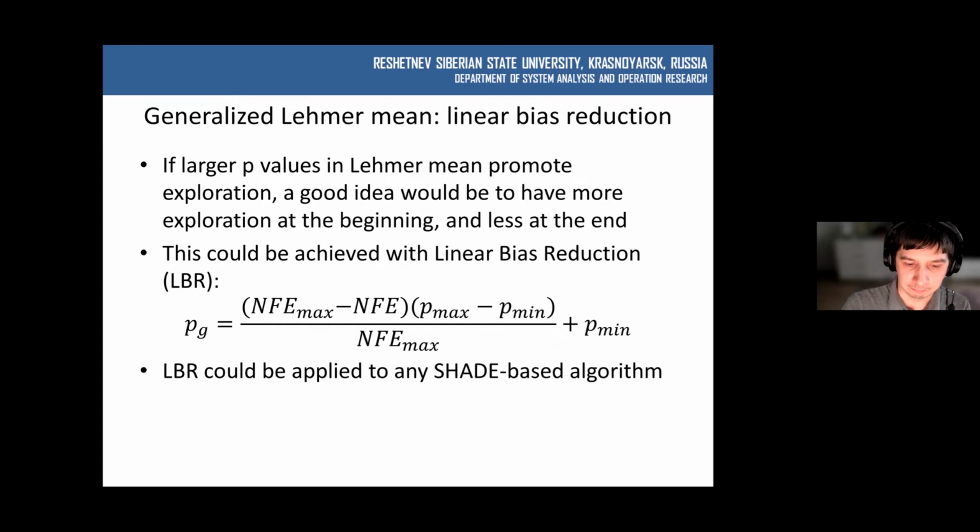So after this, we thought, okay, sampling larger F values is probably a good idea, but do we always need them? Maybe we could use smaller values at the end of the search, in the same way that we have a large population in the beginning and a small population at the end. So let's do the same. Let's use large values for F and CR sampling in the beginning and small values at the end.